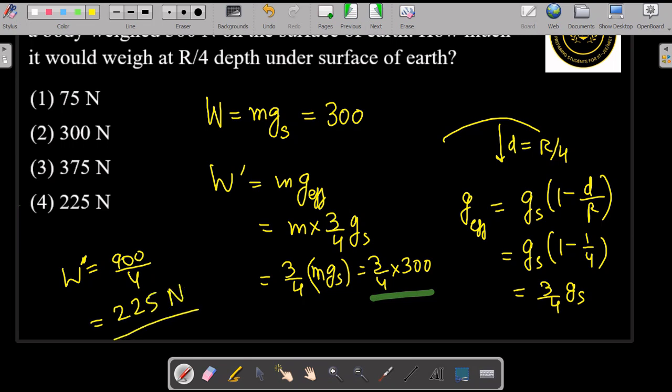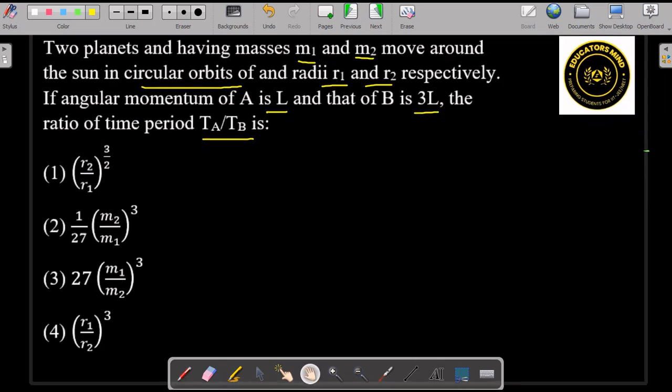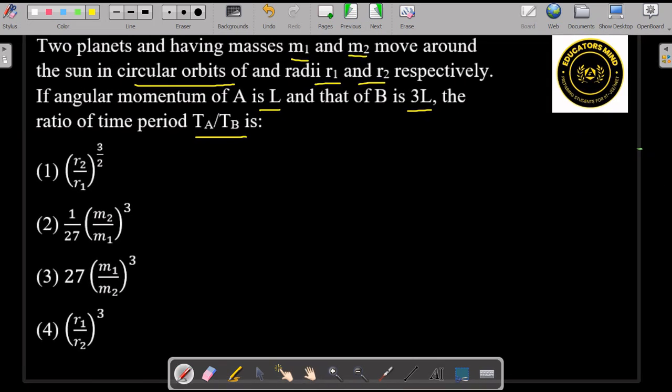225. Correct? That's the answer. Let's move to the next question. Two planets having masses m1, m2 are going around circular orbits of radius r1, r2. Angular momentum is given and the ratio of time periods. So we have to establish a relationship between these quantities.